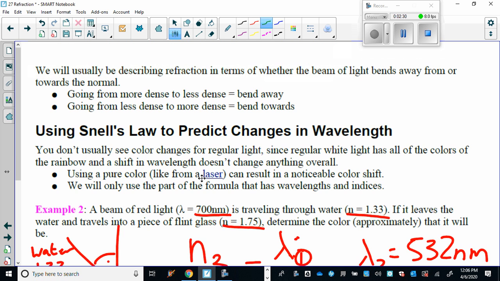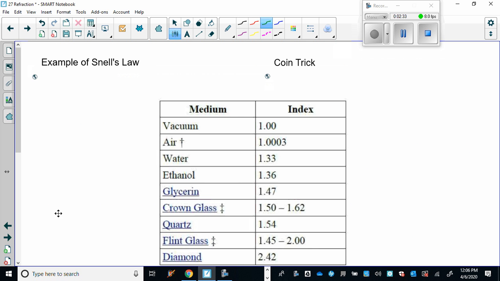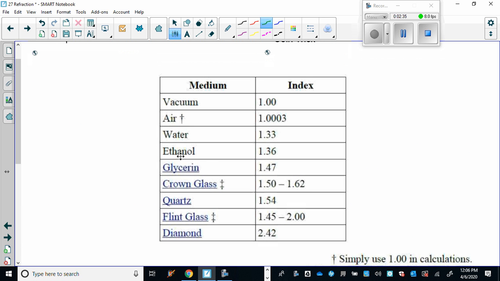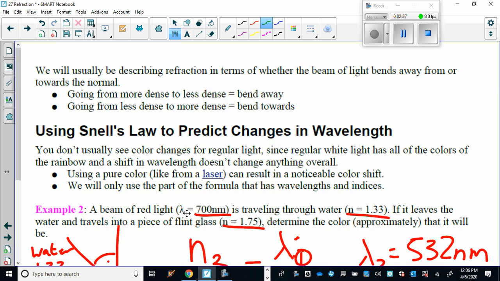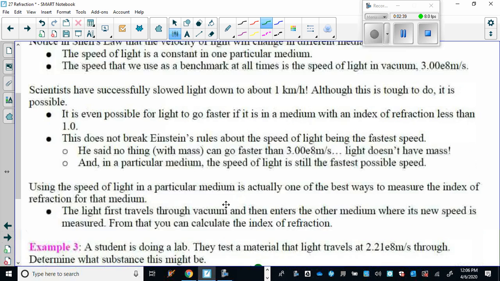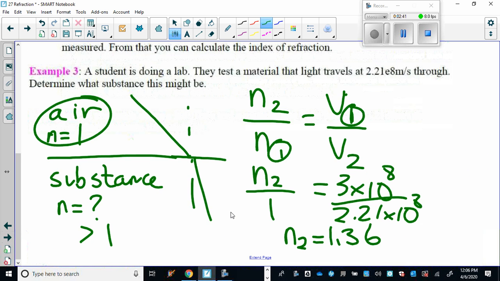So we go back to our chart. Where is it? There it is, 1.36, right there. It's ethanol. So the light is going from air into ethanol.